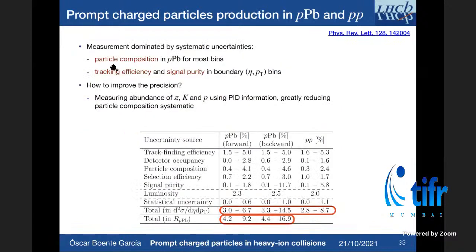And actually, this last point is what is going to make up most of our systematic uncertainty, as you can see in this table. And then we also have contributions due to the limitation of the calibration samples that we have, but this only affects boundary bins of the phase space. To improve the precision, the next step would be to use our PID information to measure precisely this pion, kaon, and proton contribution, which will affect this composition uncertainty.